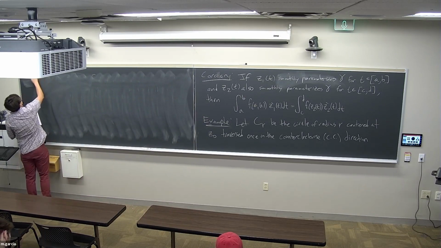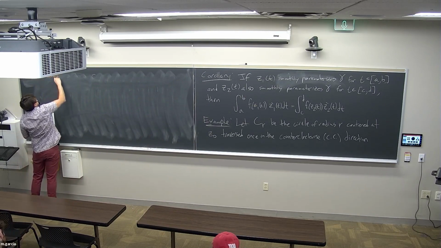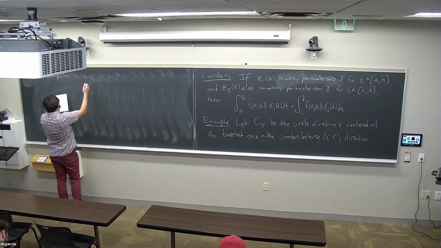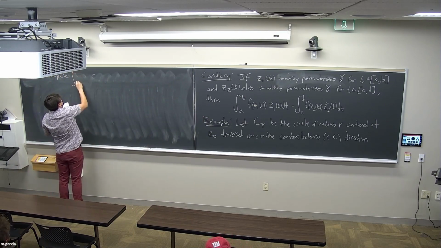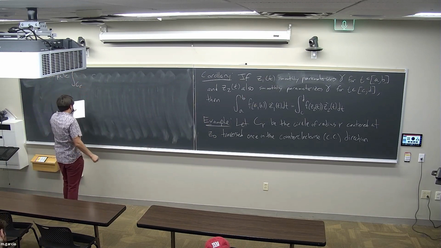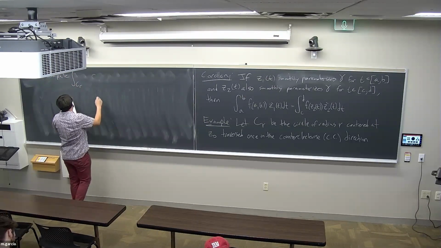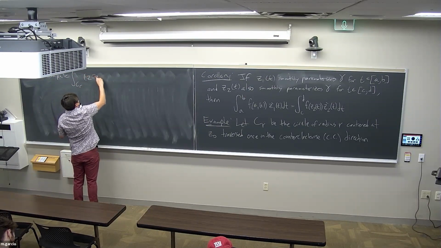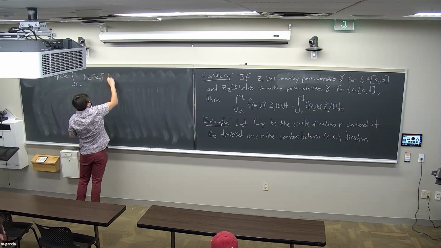Let me ask you to then compute the integral around the contour C sub r of the function z minus z naught to the n dz.